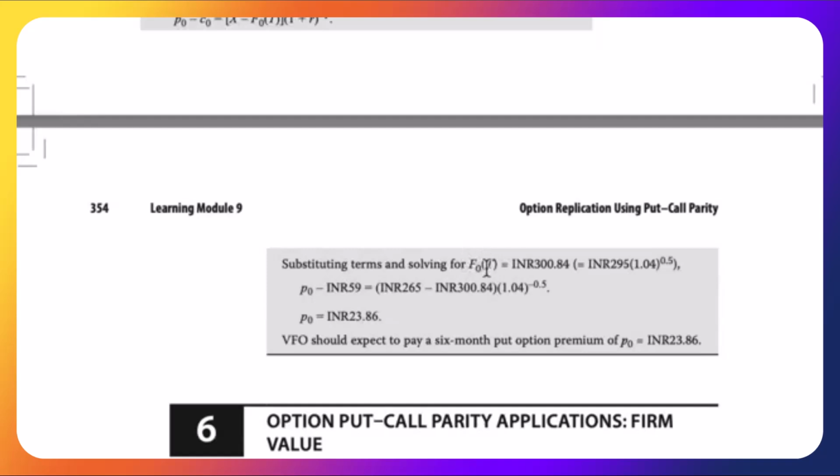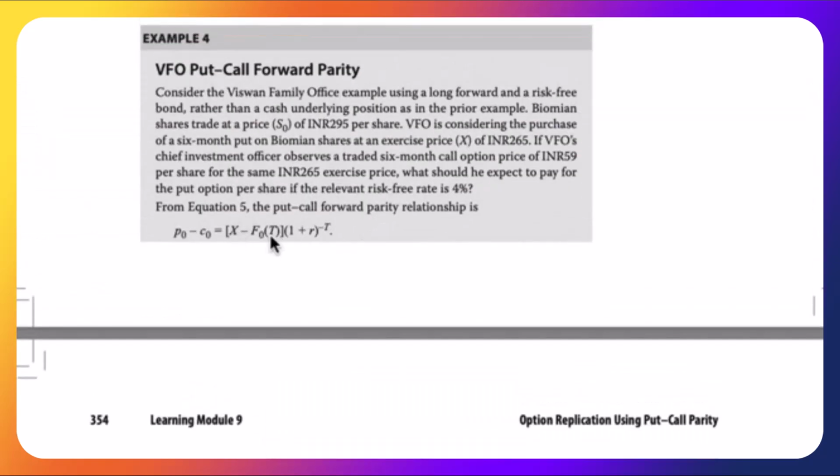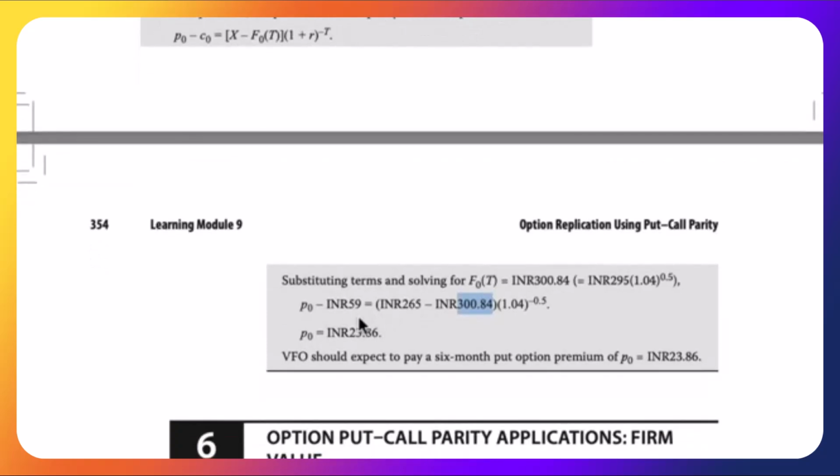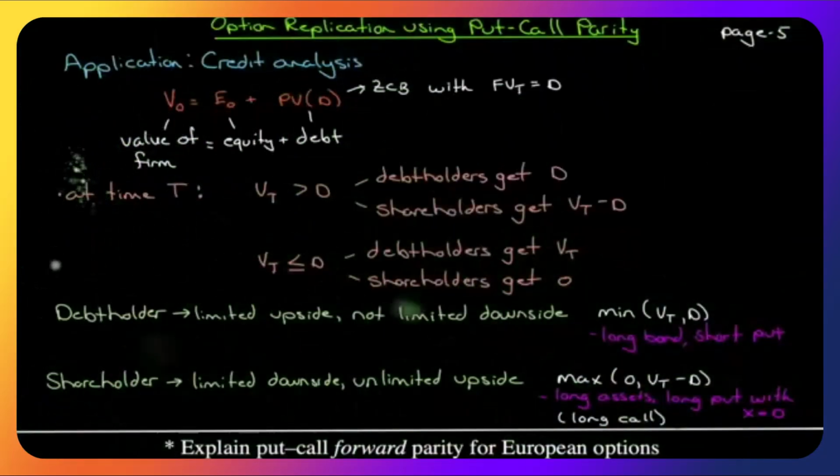Substituting terms and solving for the forward price, we get 300.84. There's the $2.95, 1.04 for 6 months. And there is our put minus the call price because we've already seen that. $2.65 is X minus the forward price. And then, of course, we'll take the present value of that. That is just plugging numbers into here, right? And we'll get $23.86.